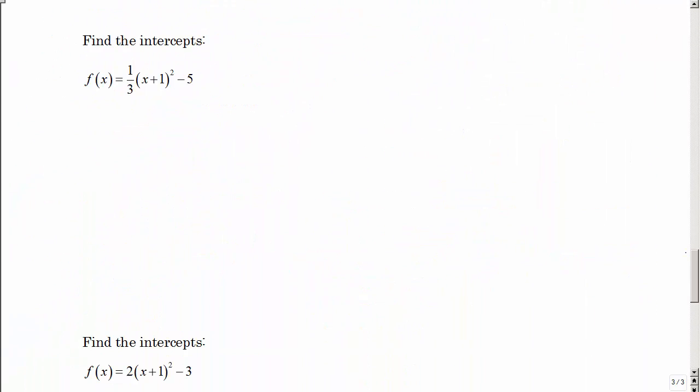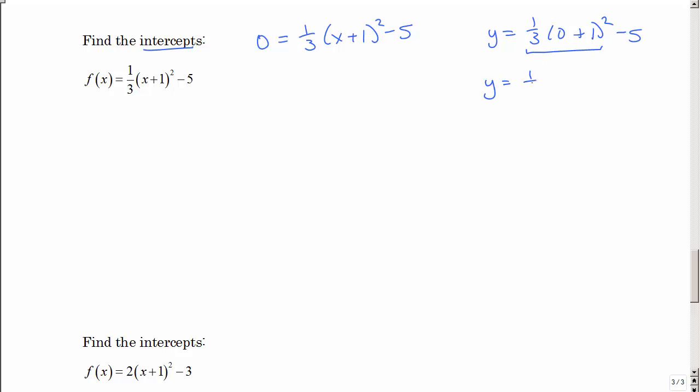Let's just practice a couple more. So we're going to find the intercepts. So we're going to say 0 equals this. That's one of them, and the other one is where you put in 0 for x. Oops, that's not a plus. That's a minus. Okay, so I'm going to do this one over here first. It looks a little bit easier.